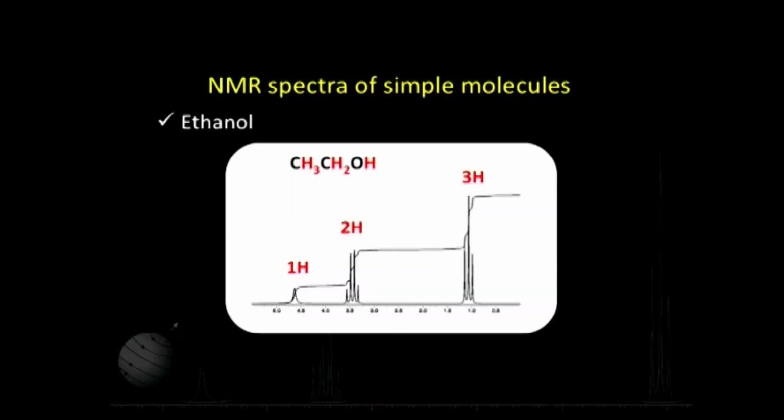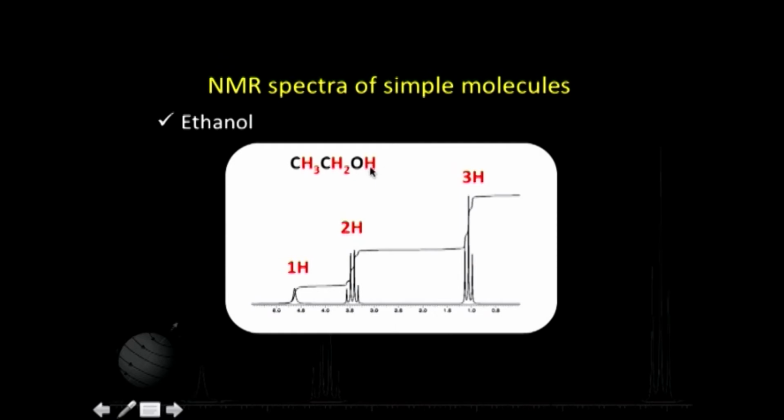Let us look at the spectrum of ethanol. In the case of the ethanol spectrum, we can learn a few things. One, as we learned in the case of methanol as well, the lowest field signal, for one proton, is because of the proton attached directly to the oxygen atom.